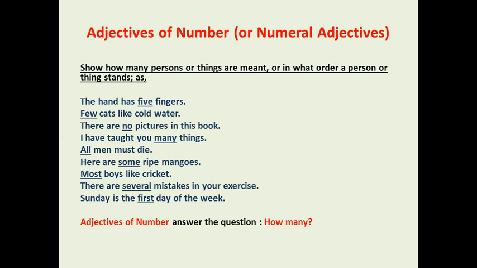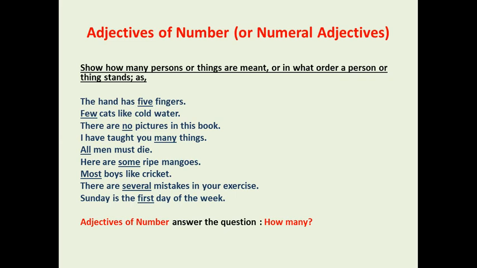Adjectives of number, or numeral adjectives. It shows how many persons or things are meant, or in what order a person or thing stands. For example, the hand has 5 fingers. Few cats like cold water. There are no pictures in this book. I have taught you many things. All men must die. Here are some ripe mangoes. Most boys like cricket. There are several mistakes in your exercise. Sunday is the first day of the week.